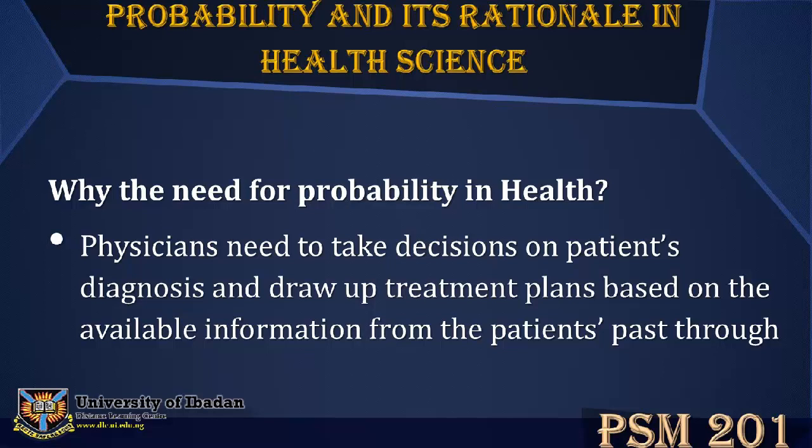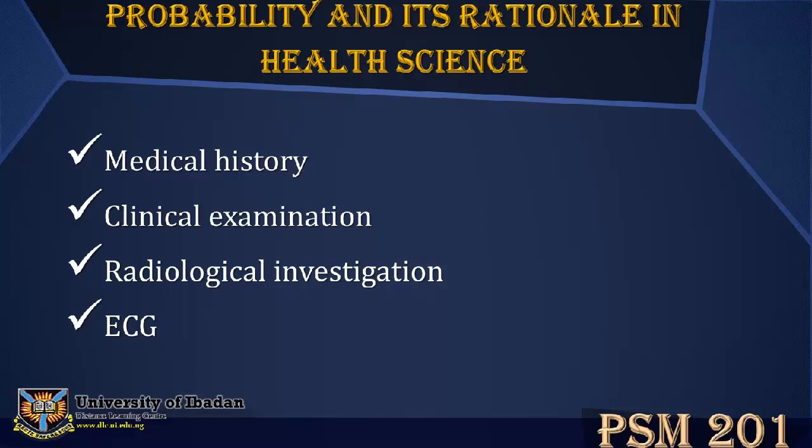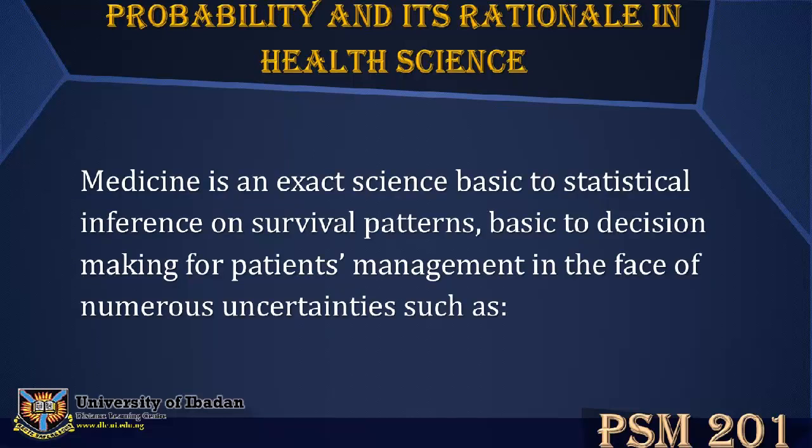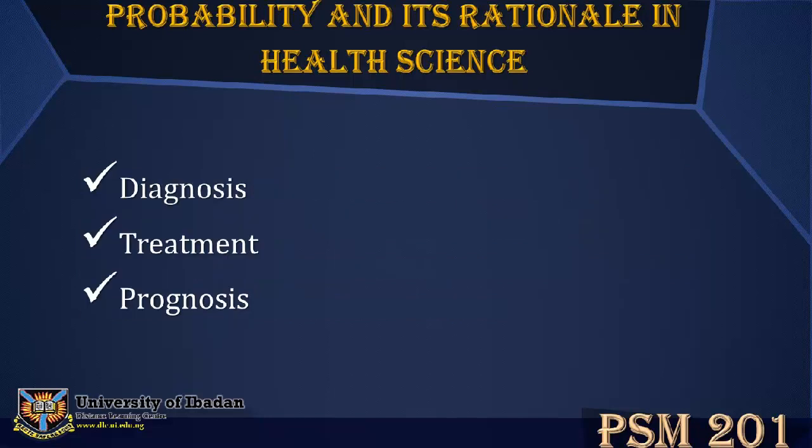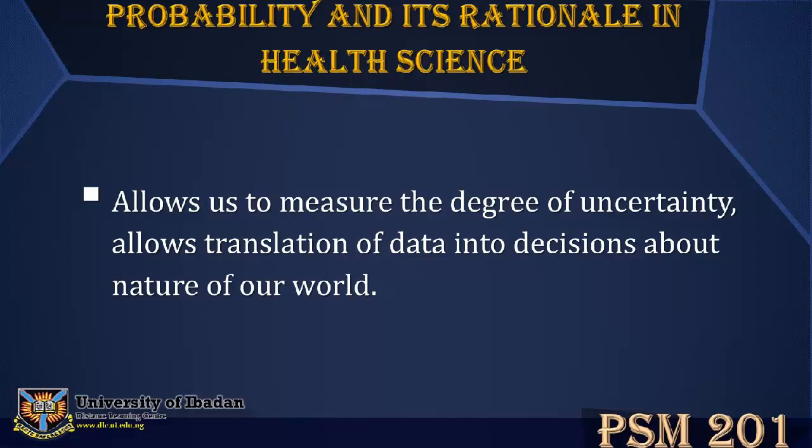Why the need for probability in health? Physicians need to make decisions on patient diagnosis and draw up treatment plans based on the available information from the patient's past through medical history, clinical examination, radiological investigation, ECG, personal experience, etc. Medicine is an exact science basic to statistical inference on survival patterns, basic to decision-making for patient management in the face of numerous uncertainties such as diagnosis, treatment, and prognosis. It allows us to measure the degree of uncertainty, and allows translation of data into decisions about the nature of our world.